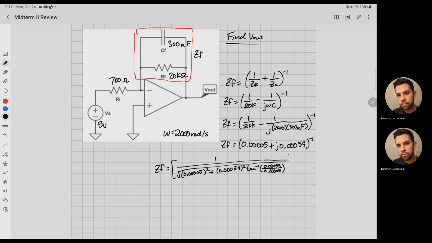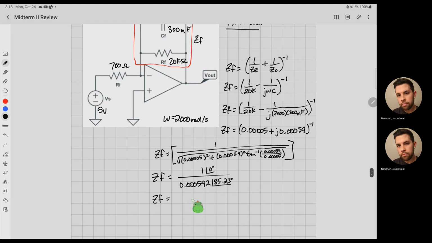Okay, so that's going to leave us with, let me type that out real quick, 1 over 0.00059 with an angle of 85.23. And now we just have this one angle 0 on top, and now we can just subtract that. So ZF equals 1 divided by that value, 1689, negative, because 0 minus 85. And that's ZF, okay?